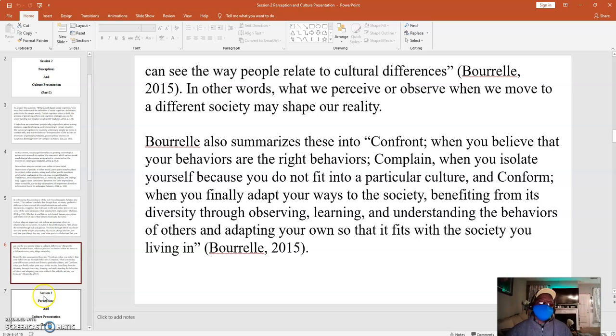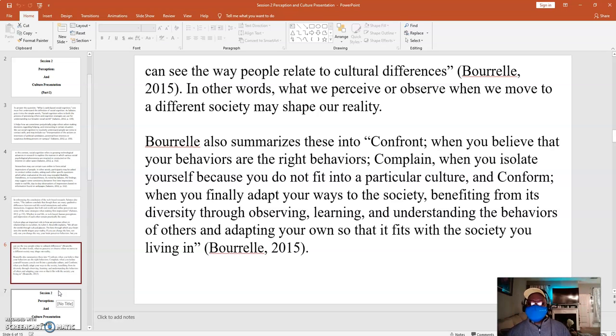Or when you move to a different culture, what you see and what you observe and how you interact with the people in that culture will eventually shape your reality. Burrell also summarizes these into confront. In other words, when you move into a new society, you think your behavior is the best, is the right behavior.